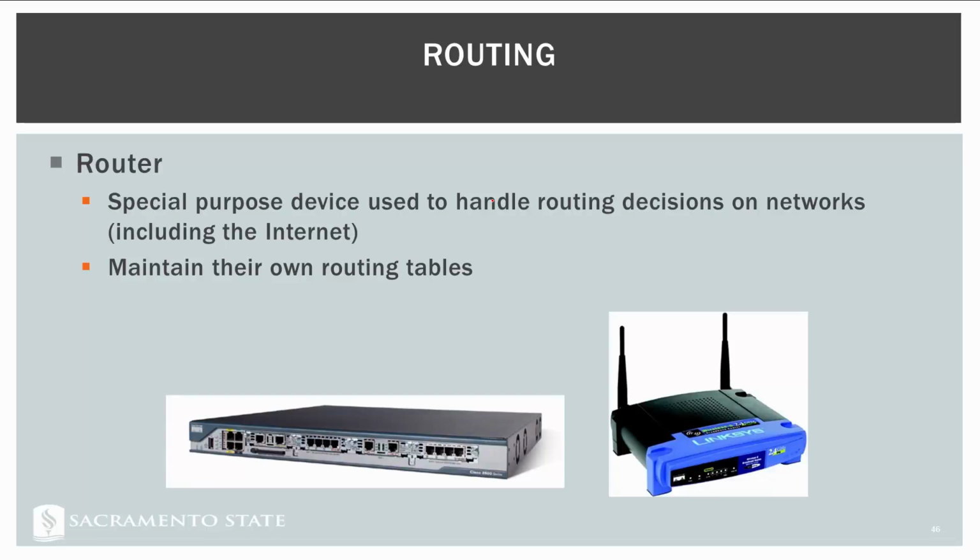So here's a couple of examples of routers. On the left-hand side, there's a Cisco router. It's an enterprise-grade router. On the right is an old Linksys router, which is kind of the poster child of consumer-grade routers. And each of these does basically the same job, just the left one can handle more traffic and more complexity and more complex decisions.